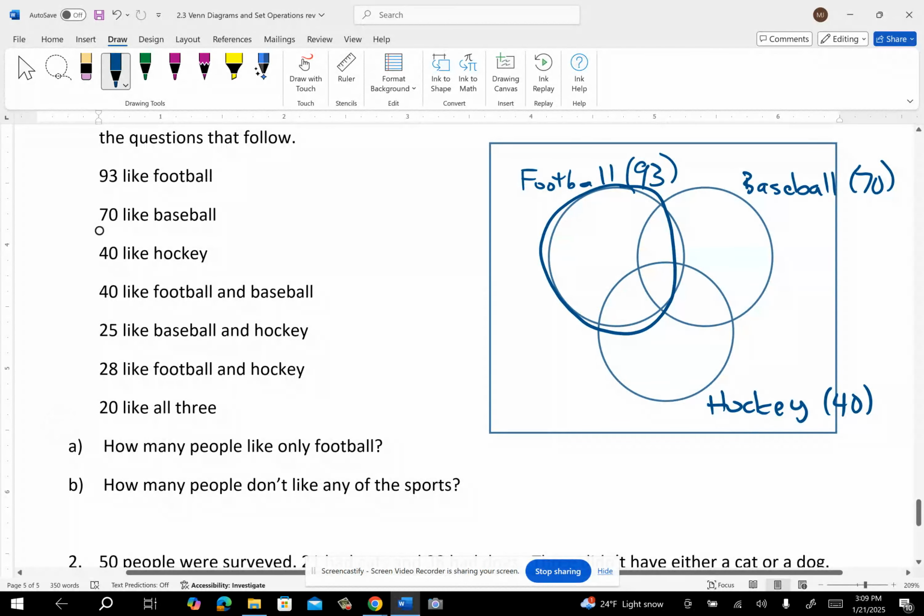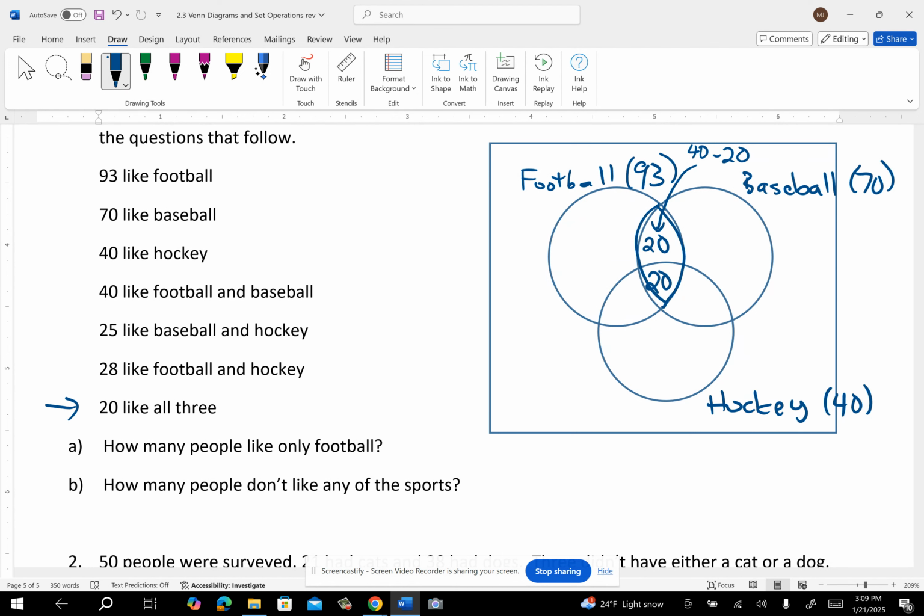But if you keep looking, you'll notice they gave us that 20 people like all three sports. So that would be where those three circles intersect. That would be 20. Now, if I know that, that can help me to fill in these regions, because the people who like football and baseball are 40, but I already know 20 of them also like hockey, so I would put 20 there. I know 40 should be the total for that intersection between those two circles.